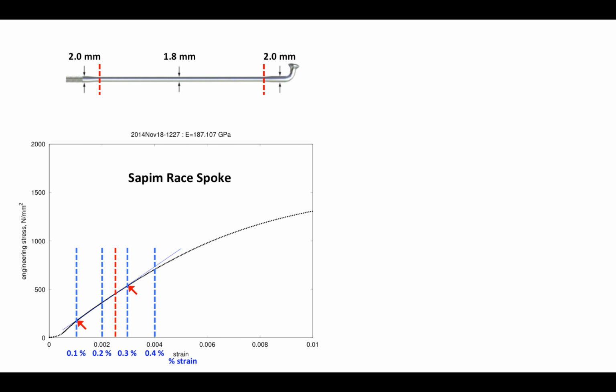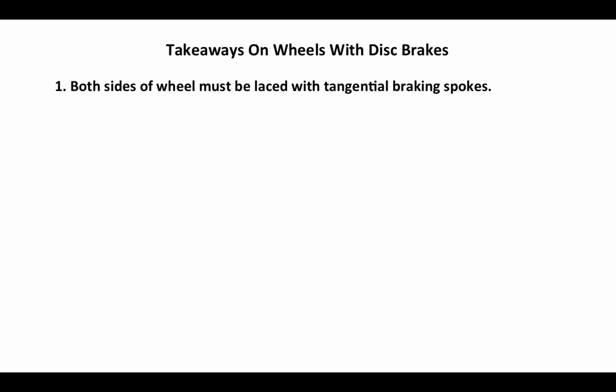At 0.35%, we may have gone beyond the yield point of the spoke. Let's look at some takeaways on wheels with disc brakes that we can take from this discussion. Here's the first one. Both sides of a wheel must be laced with tangential braking spokes.